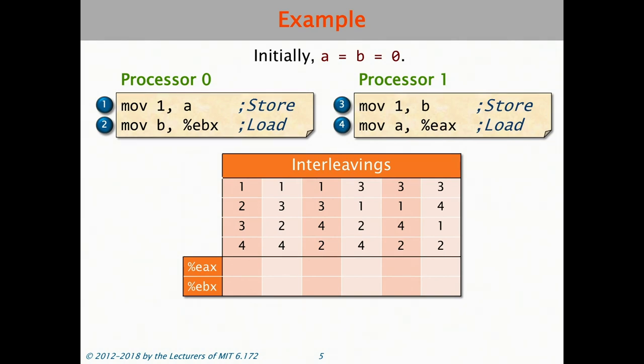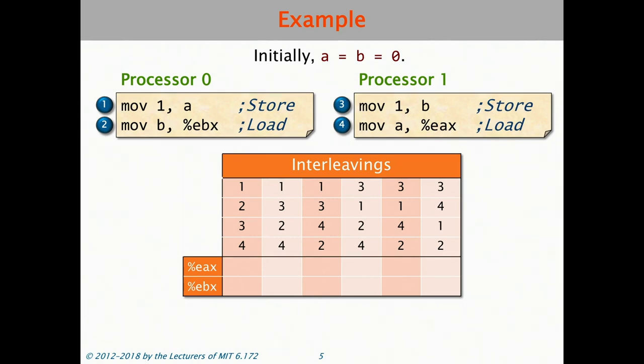So the interleavings are, you can do them in the order 1, 2, 3, 4, 1, 3, 2, 4, 1, 3, 4, 2, et cetera, et cetera. But notice that in every one of these orders, 1 always comes before 2, and 3 always comes before 4. So you have to respect the processor order. Processor order, you have to expect it.